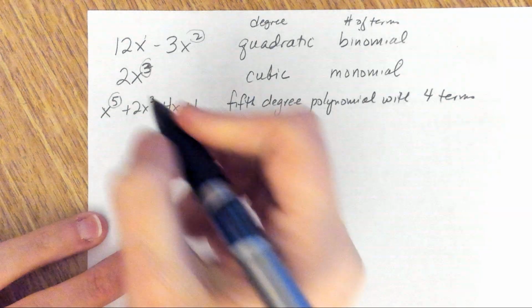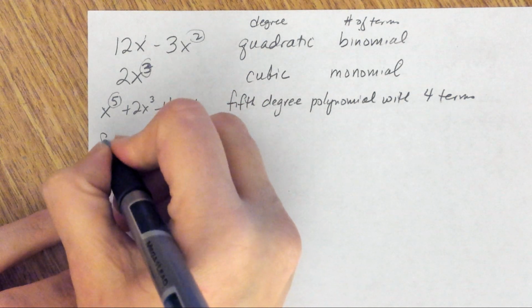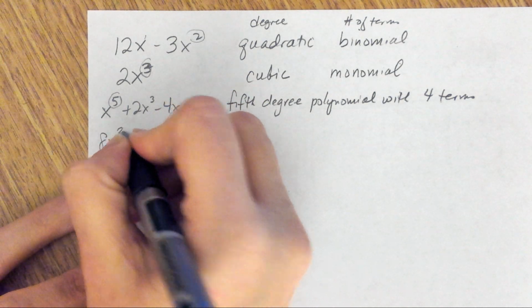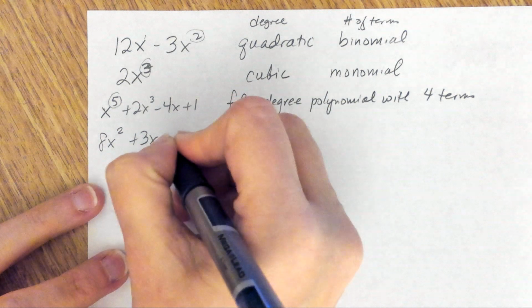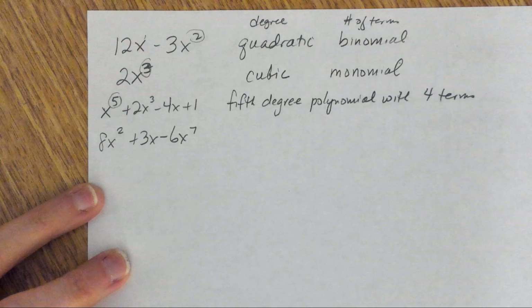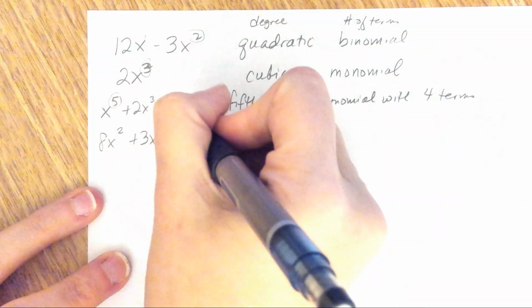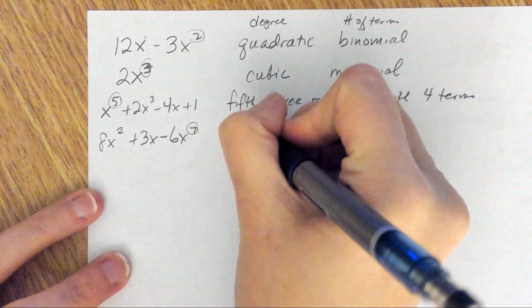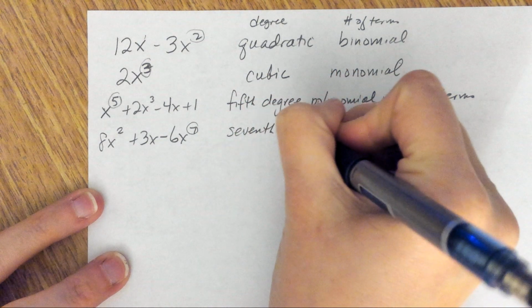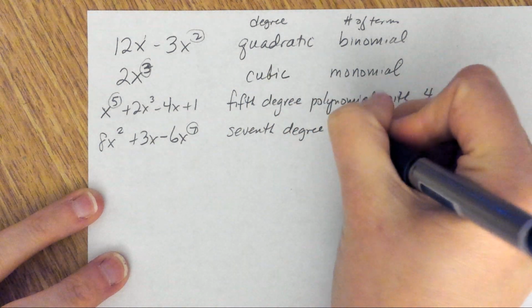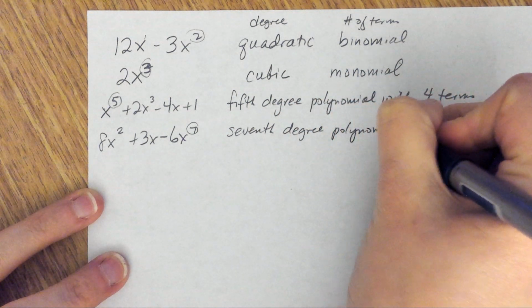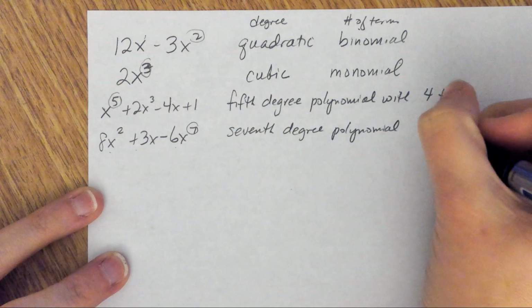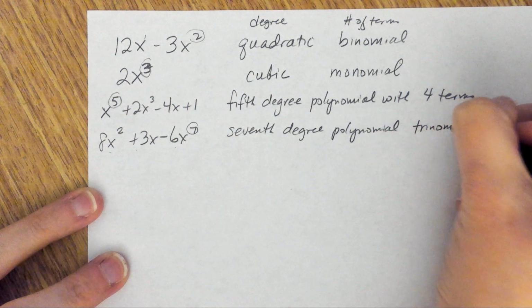Now, I want to show you this one because this one's interesting. 8x squared plus 3x minus 6x to the 7th. And we had this one on the other page, okay? So the highest exponent I see here is 7. So this is a 7th degree polynomial. And there's 3 terms, so it's a trinomial.